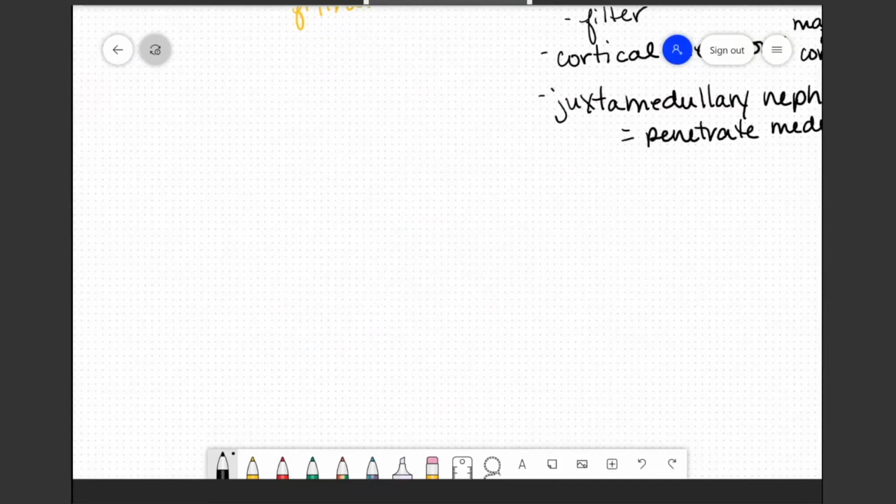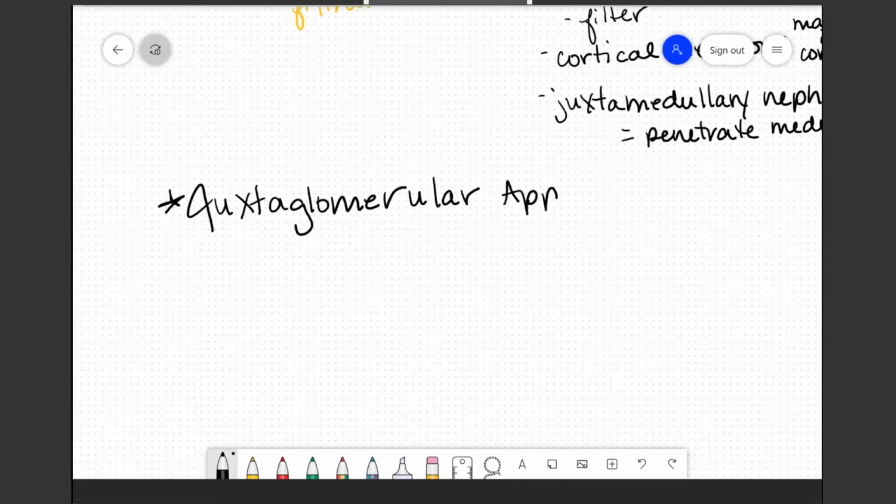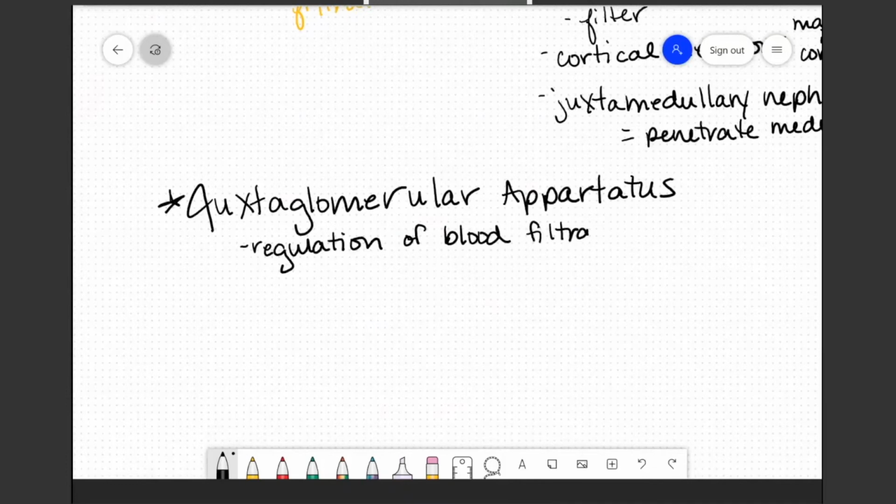This is the juxtaglomerular apparatus. Juxtaglomerular apparatus. This is responsible for regulating the blood filtration. So this will actually turn it on and off. There's a process to control the blood filtration. And it's also responsible for controlling the systemic blood pressure.